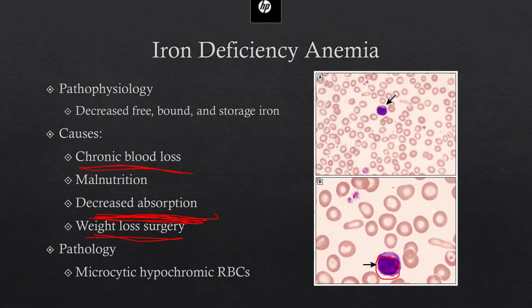For the test, you won't need to really say from a slide, just looking at a slide, that a cell is microcytic, but you should be able to look at this and note that it's hypochromic, and oftentimes hypochromia goes with microcytosis.